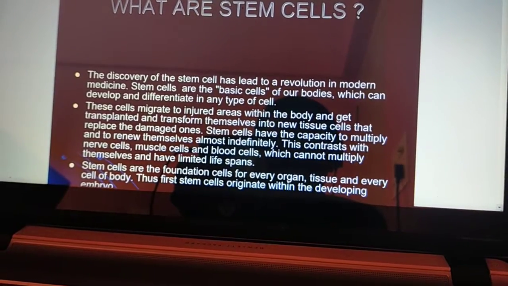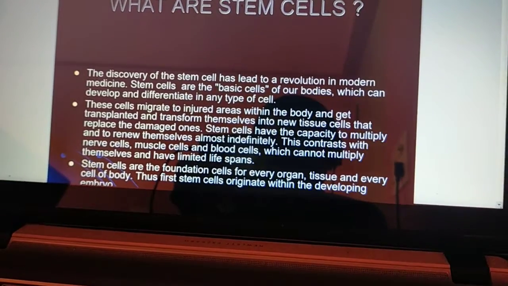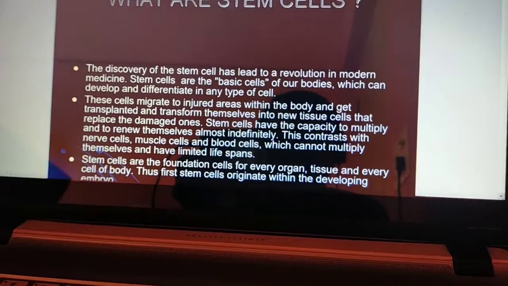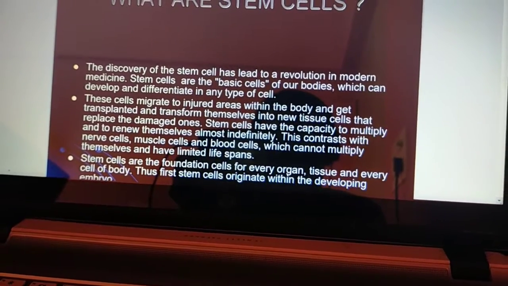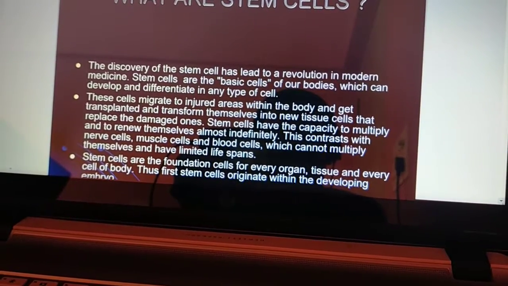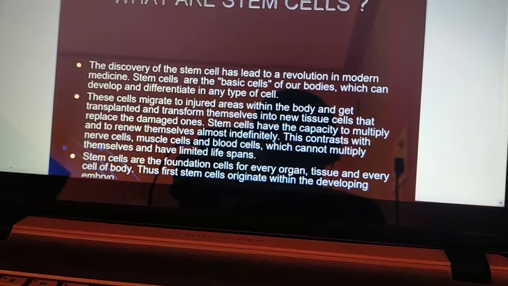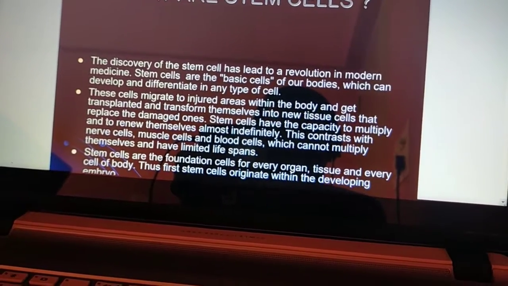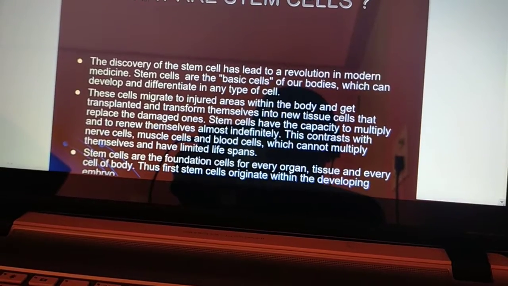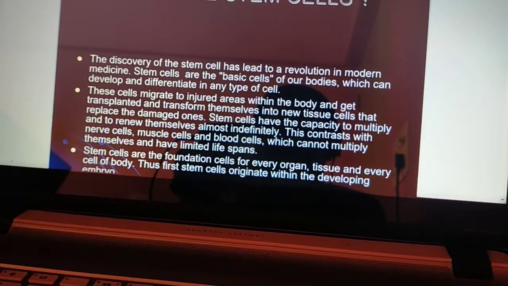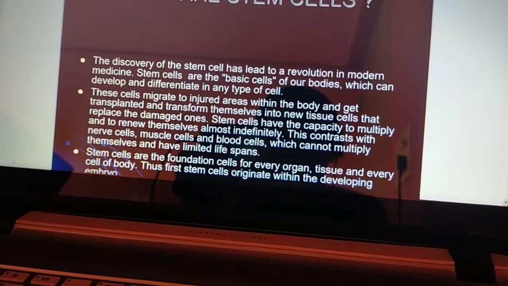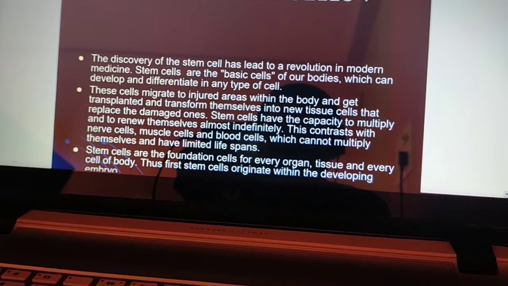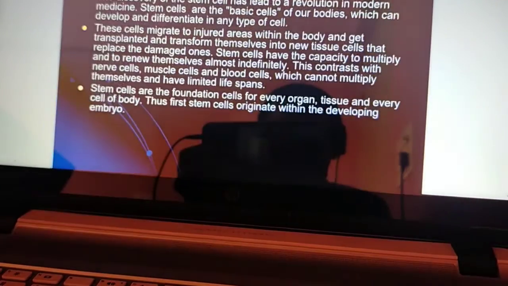Stem cells are the basic cells of our bodies which can develop and differentiate into any type of cell. These stem cells migrate to injured areas within the body, get transplanted, and transform themselves into new tissue cells that replace the damaged ones. Exceptions are nerve cells, muscle cells and blood cells, which cannot multiply themselves and have a limited lifespan.